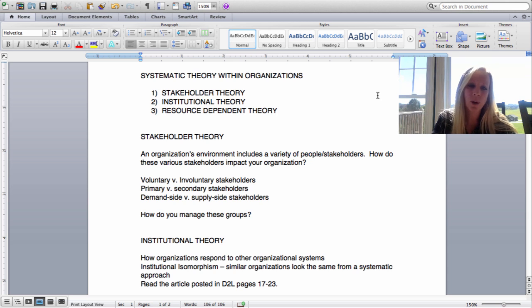And before I jump the gun, let's look down at this sheet. An organization's environment includes a variety of people, or stakeholders. Who are these stakeholders? If we're talking about ETSU football, the stakeholders now are the players, the coaches, the athletic department, faculty, staff, students, people within the community. Now there are different levels of stakeholders, and we'll get into that in a minute.